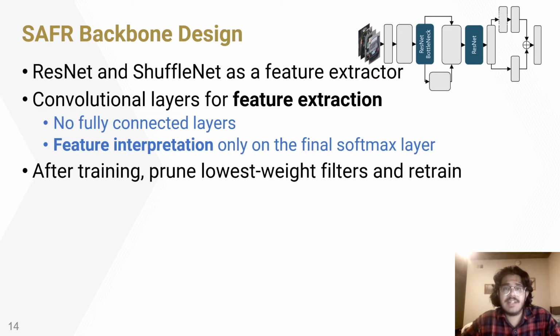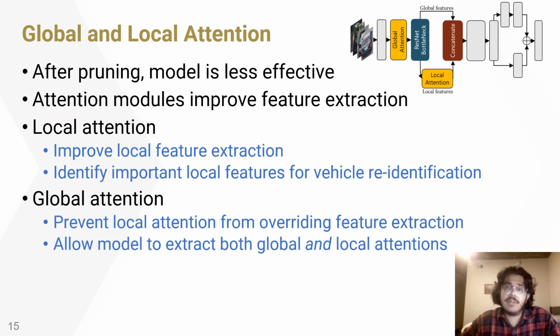We employ ResNet and ShuffleNet as backbone feature extractors for different experiments. We use only the convolutional layers for feature extraction and remove the dense layers, since they add significant memory and computation overhead to the models. After training, we prune the lowest weight filters and retrain to further reduce model size. Since models are less effective after pruning, and since we already use small feature extractors, we need to improve the feature quality that has been extracted.